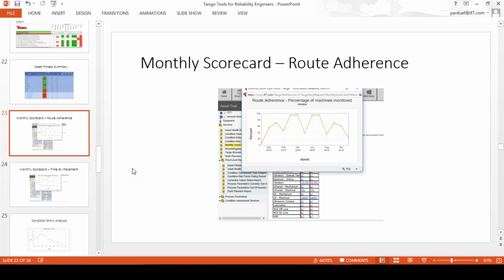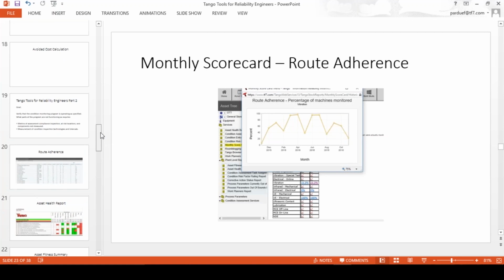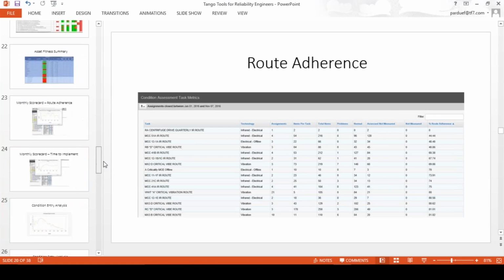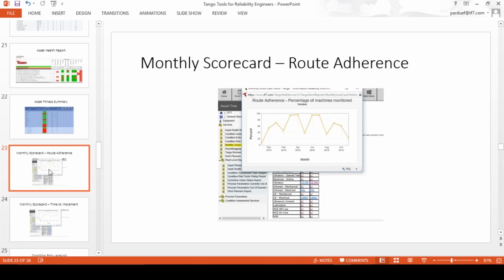So whereas the first report is point compliance, how good did I do on each route for getting the points that I said I was going to get, the other is route compliance: how good was I for a route, for my tasks, my assignments. How good was I with actually doing the assignments I said I was going to do in the time frame I said I was going to do it in.